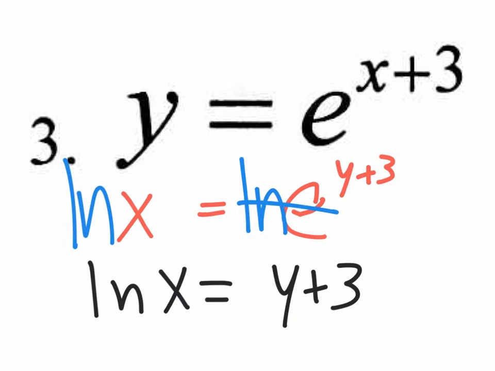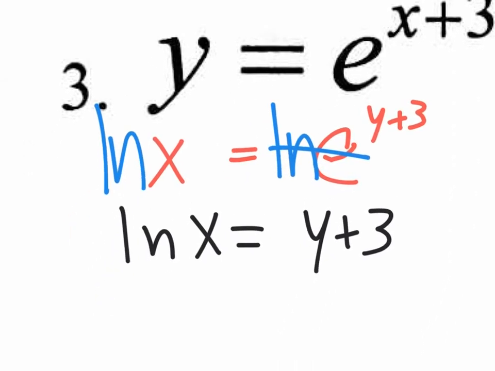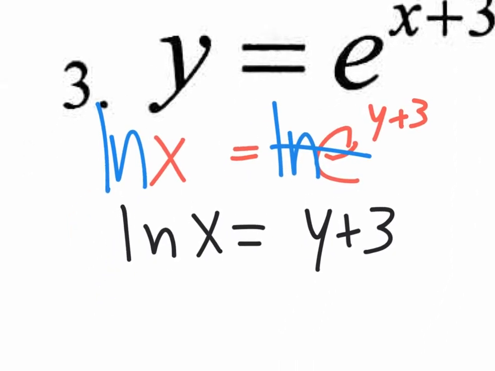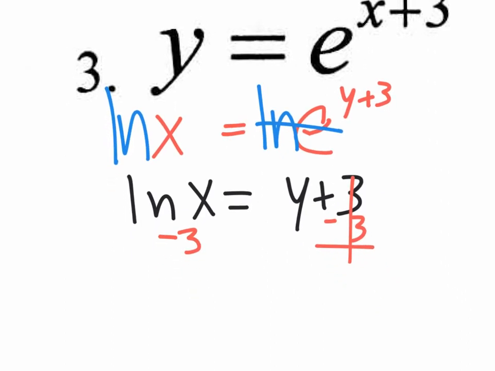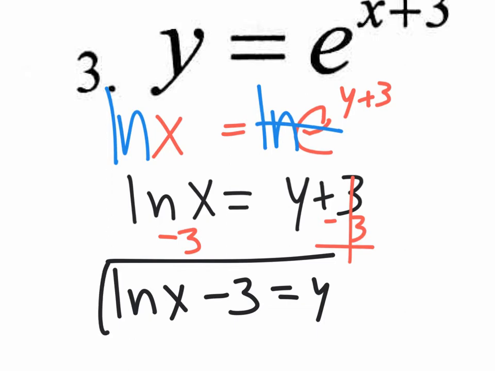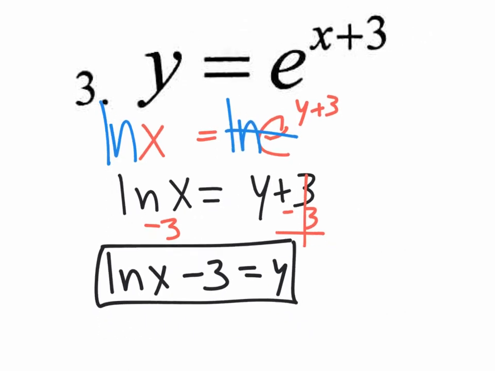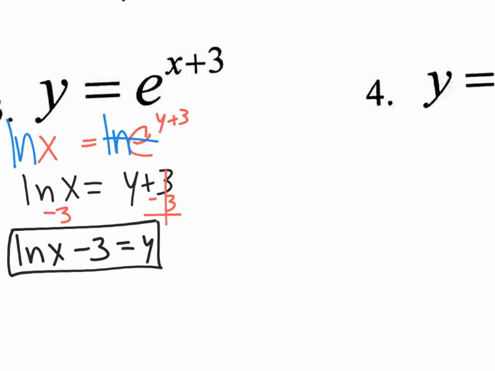Now we still need one more step to solve for y. What would that be? Subtract 3 here, subtract 3 over here. You can't really do it, so you're just going to rewrite it. So your inverse will be ln of x minus 3 equals y. So what I want to do is compare that with this next one.